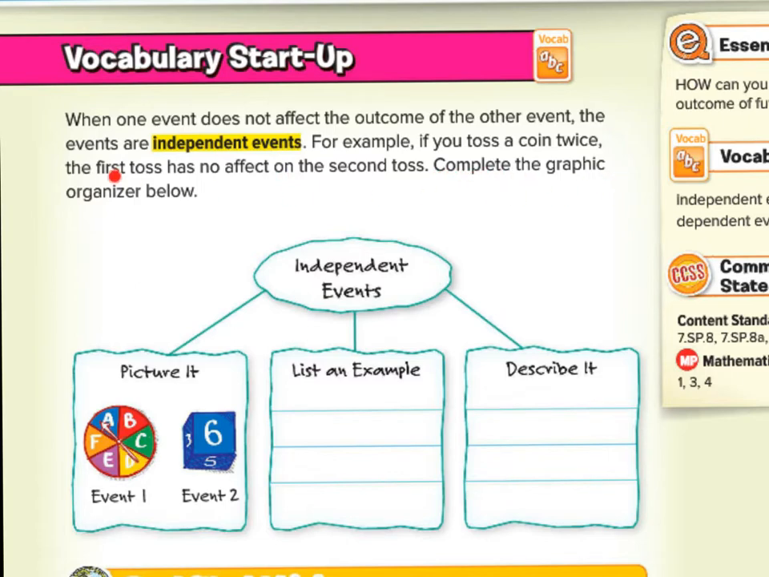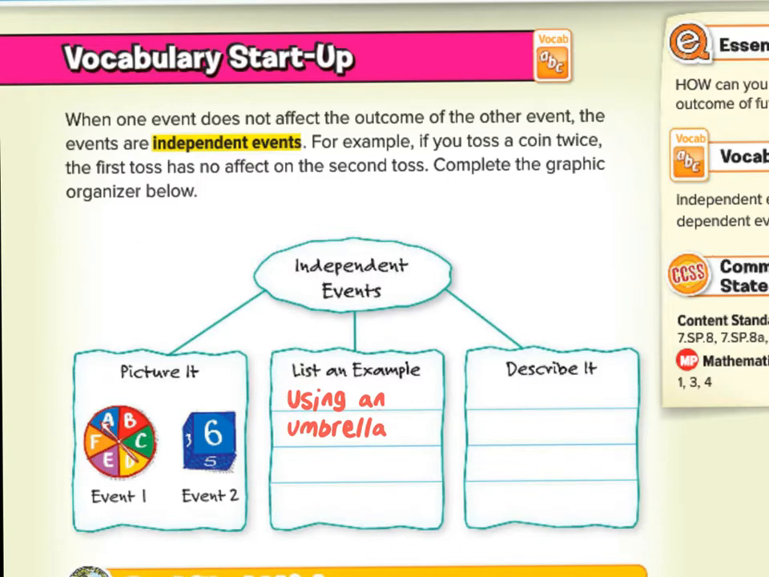Complete the graphic organizer below. So here we have a wheel and a number cube, right? Event 1 and event 2. List an example of independent events, and describe it. List an example: using an umbrella. Just because you use an umbrella does not mean it's going to rain. It's independent. I can use an umbrella for any reason.